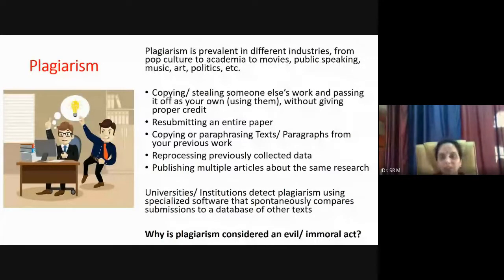So when we define plagiarism, it is nothing but stealing someone else's work or ideas and passing them off as your own. In academic writing, what does this mean? You are quoting someone else's words without quotation marks. If you put quotation marks, people understand those are not your words. But people also rewrite, which we call paraphrasing an idea. Again, you have to give proper credit to the author, and if no proper citation is there, this comes under plagiarism.